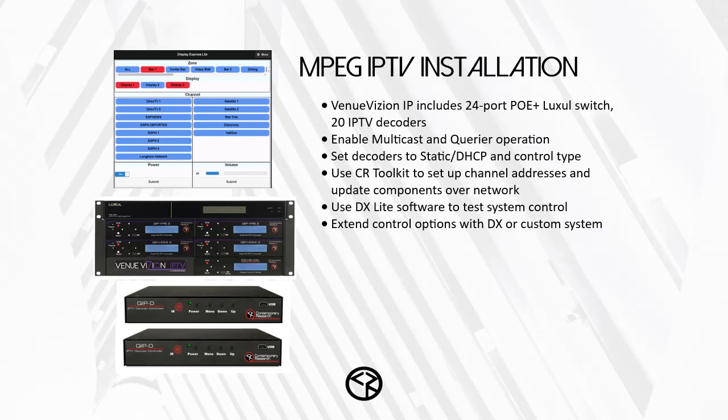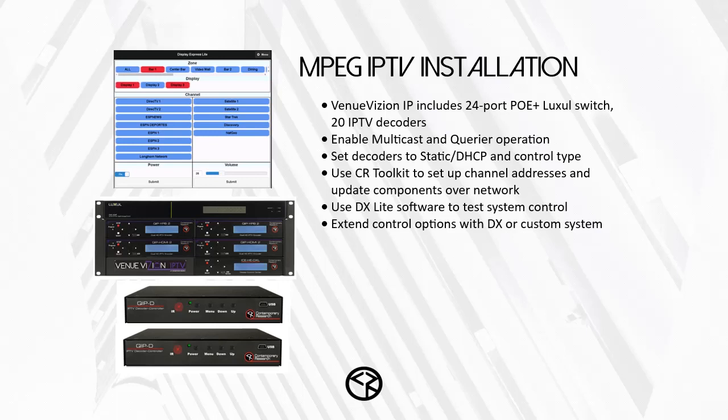Then, as we have an application called CR Toolkit, that when you run it, it will find all those controllers on your network. It also finds the encoders on the system as well as that display controller. So it sees all the IP-ready components in your system. Then you can go to those and set up an address.